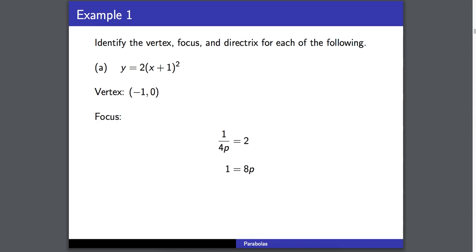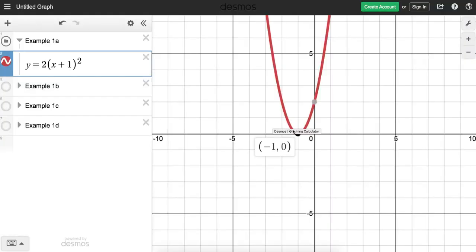Now for our focus point, we need to find the value of p, and for that we're going to use this value of a, this value of 2. So we set 1 over 4p equal to 2, multiply both sides by 4p to get rid of the fraction, we'll get 1 equals 8 times p, which means p equals 1/8. Now in terms of finding the focus point, if we look at the graph of the parabola, the distance from our vertex to our focus point is going to be 1/8.